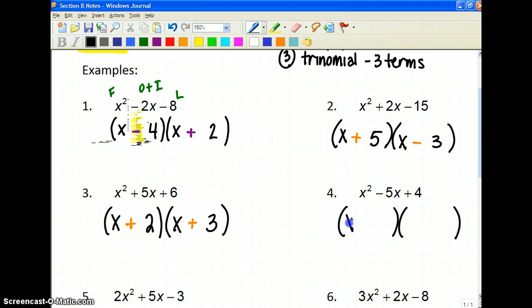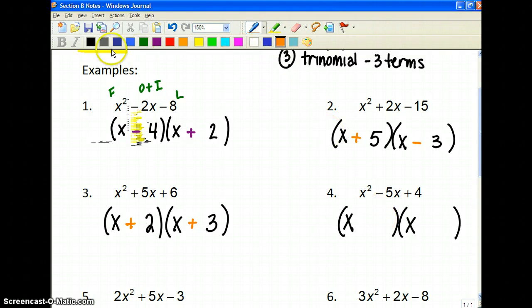Unfoil, x and x, 4, so most people would say 2 and 2. Well, we're just guessing. That's 2x and 2x. Can I get 5 in the middle? Not with 2's, so that didn't work. So my guess is wrong, so I better try again. What's another way to get 4?